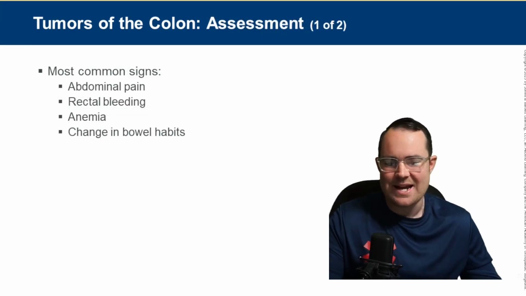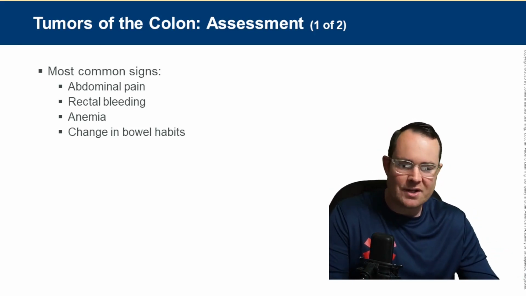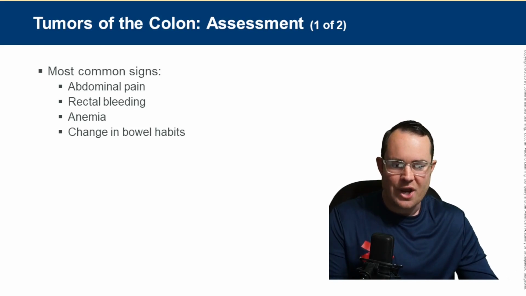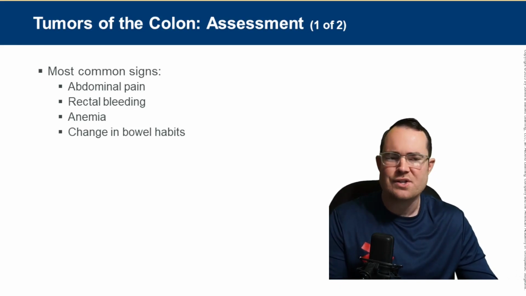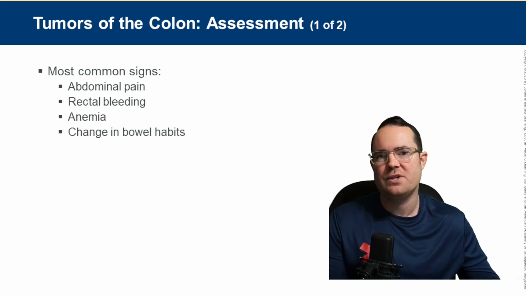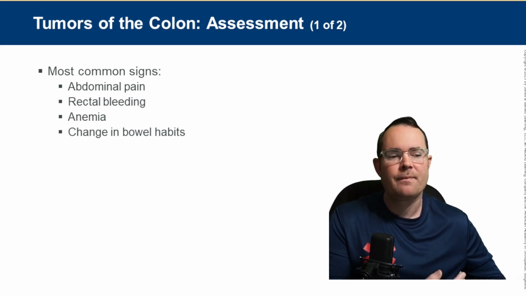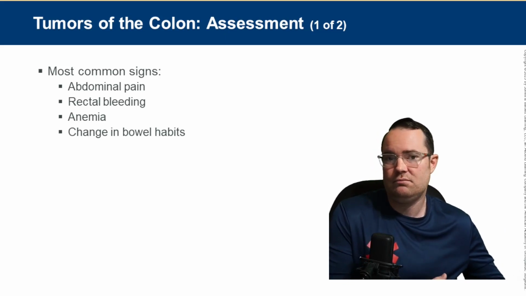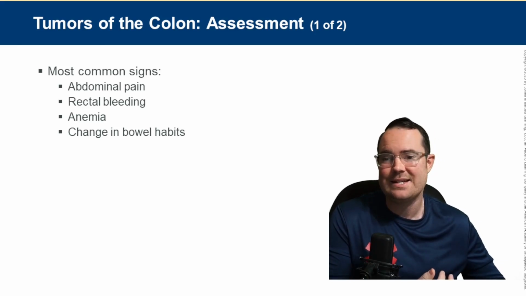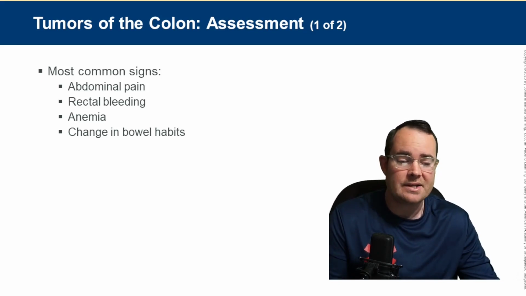Says some of the most common signs of a tumor or a neoplasm in these patients: abdominal pain, rectal bleeding, anemia, change in bowel habits. Always, always, always patients that have abdominal pain, we always want to ask about bowel habits. I know it's an awkward conversation. When was the last time you had a bowel movement? Is that normal? What was the consistency like? What was the color like? These are questions we need to ask.